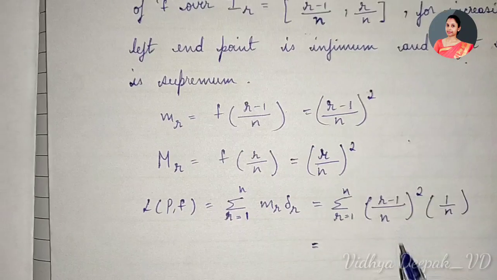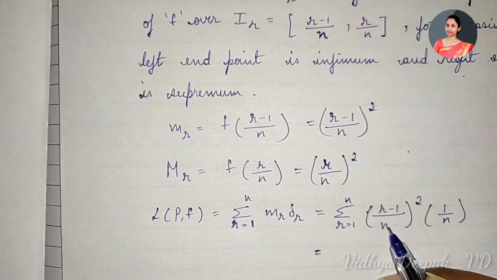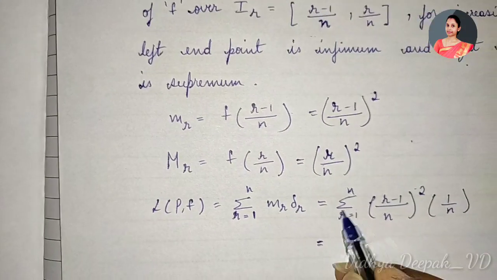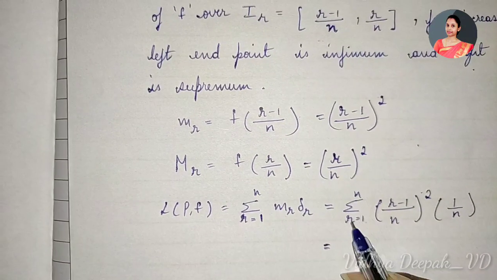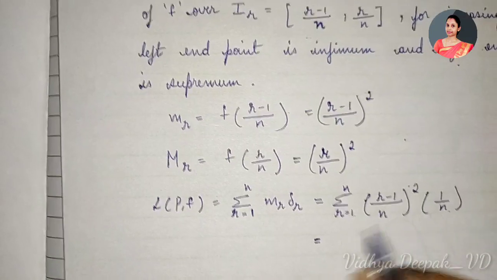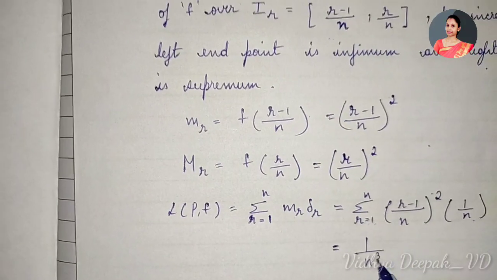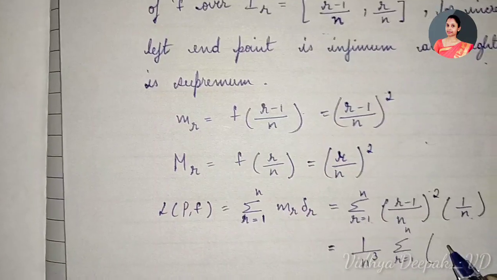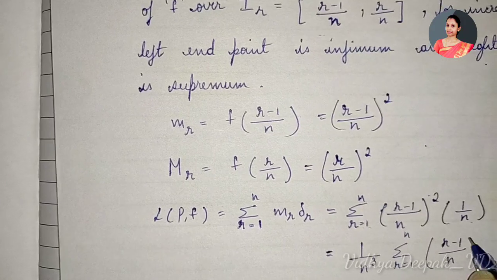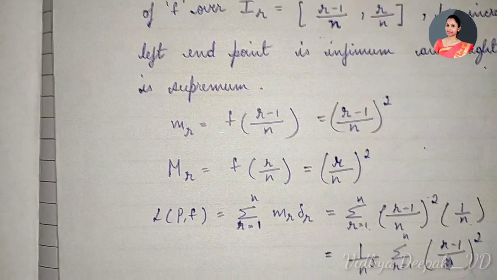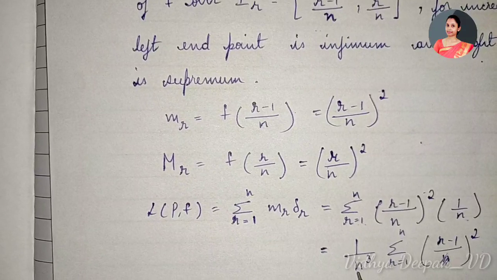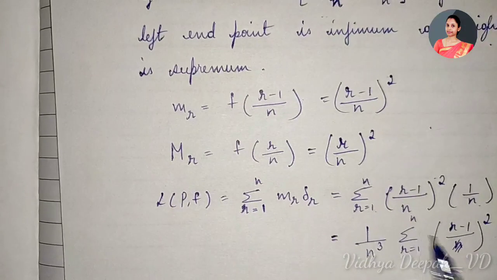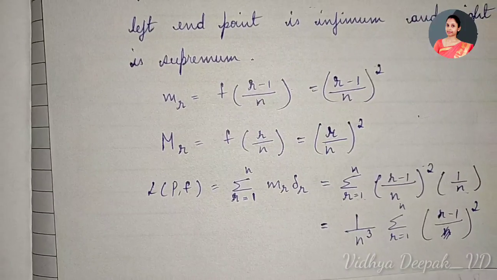So now we have denominator n square. Square is n square into n is n cube, right? So here we are having the summation for r is equal to 1 to n. R is changing, n is not changing, so we can bring it outside as a constant. So we have 1 by n cube sigma r is equal to 1 to n of r minus 1 the whole square. Already we took all the n outside, right? So we have sigma r is equal to 1 to n r minus 1 the whole square.